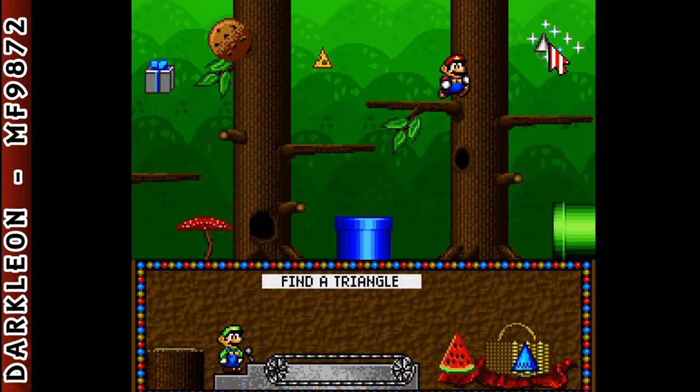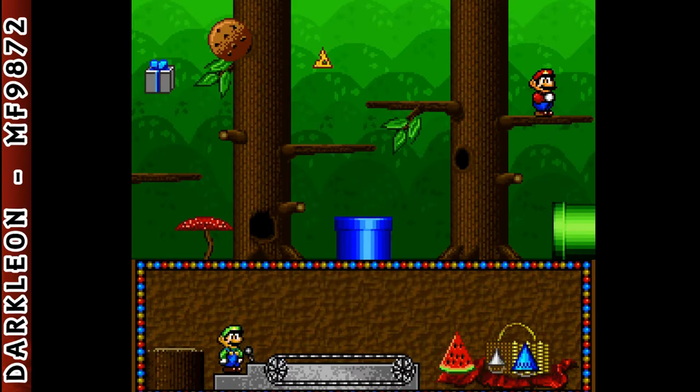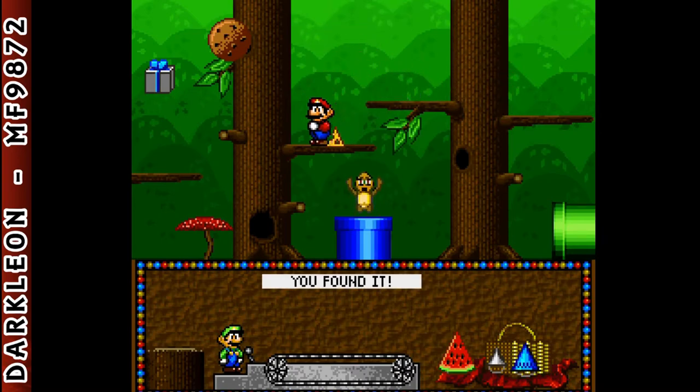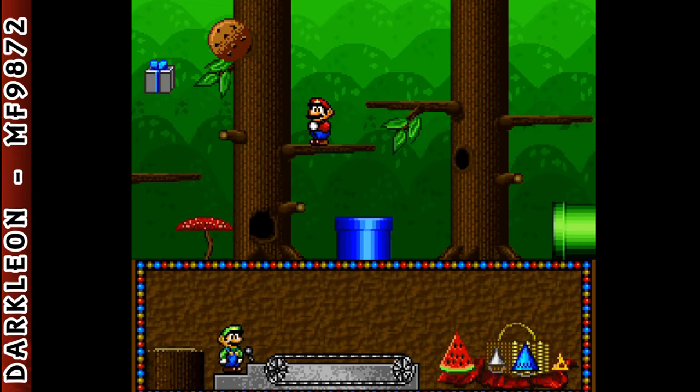Find a triangle. That works for me! You found the small gray triangle. Find a triangle. You found it! You found the little yellow triangle.